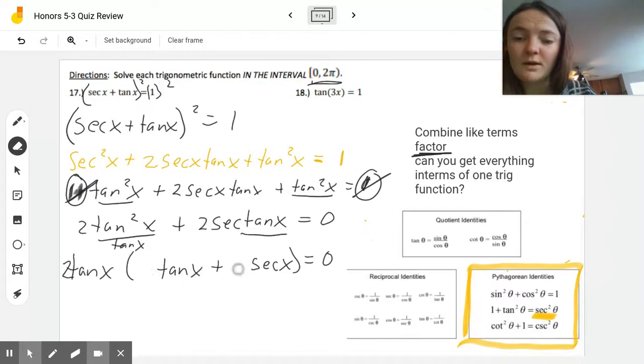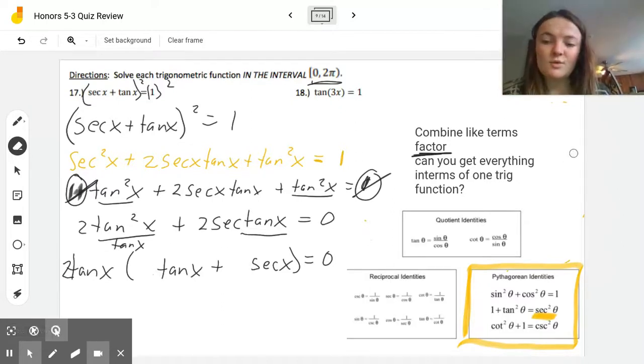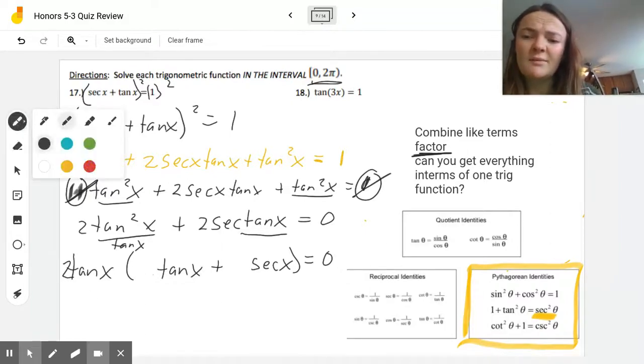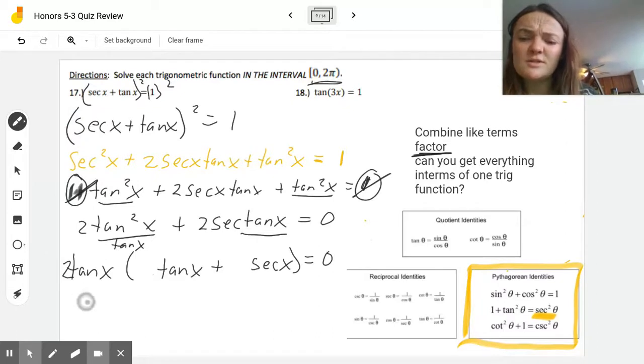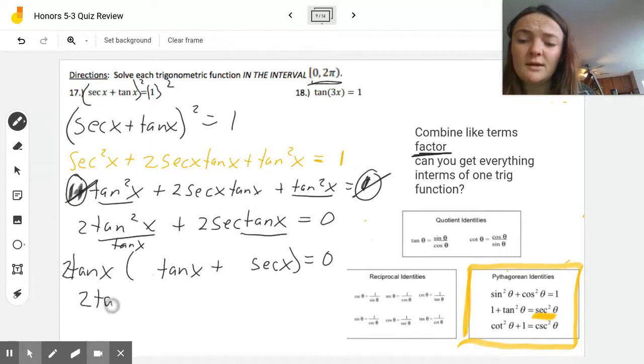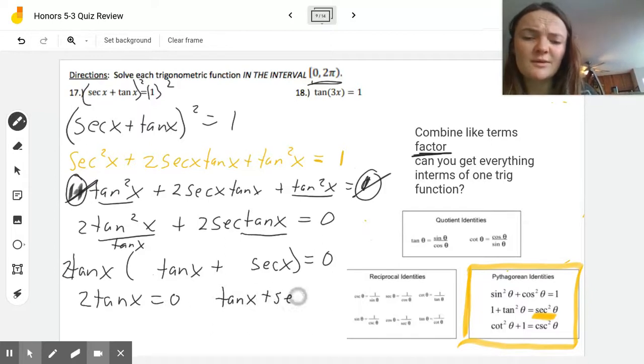All right, so go and see if you could use the zero product property now to solve this. We can see that this first piece, 2 tangent of x, is equal to 0. That one's not going to be too bad. So we want to know, when does 2 tangent of x equal 0? And then I also want to know, when does tangent of x plus secant of x equal 0? Which is still going to require maybe a little bit more work from us.